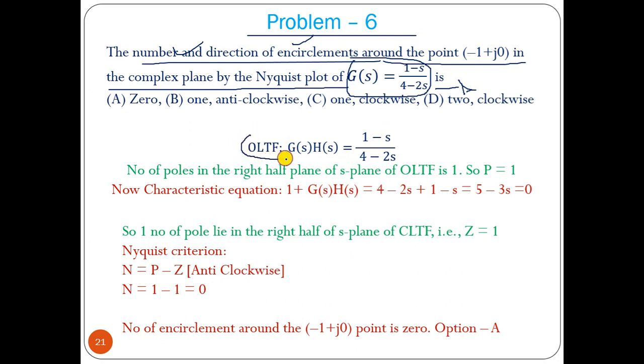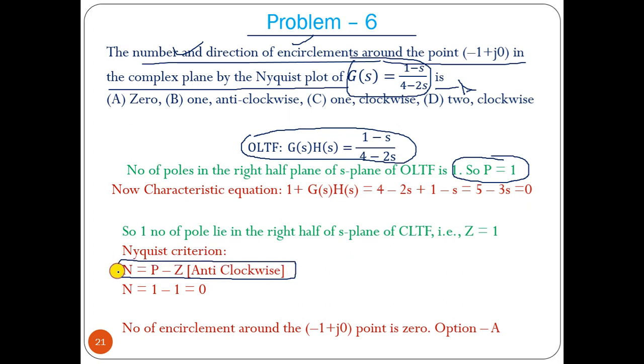So from the open loop transfer function, what we can see here is that 4 equal to 2s, so s equal to 2, so P equal to 1. We have one pole in the right half plane. Now we know the N = P - Z formula, and we already got the value of P. Now we have to find Z, then we can find N. N is anti-clockwise. So for Z we have to find the characteristic equation. We know the OLTF, so we can find the characteristic equation. This is a unity feedback system, so H is equal to 1.